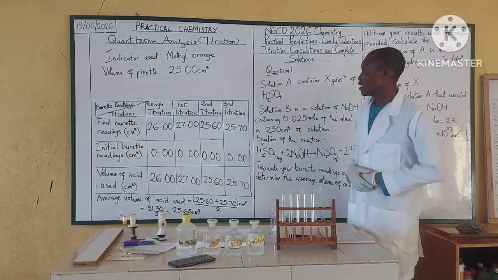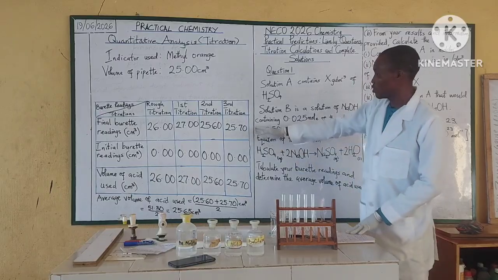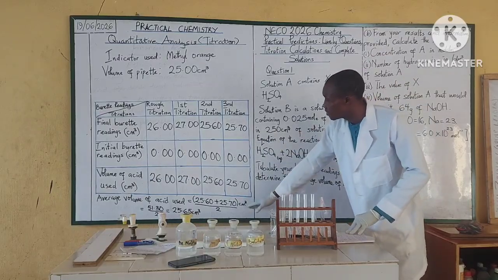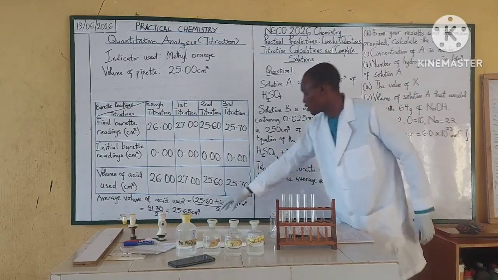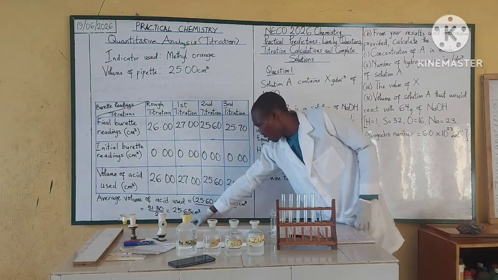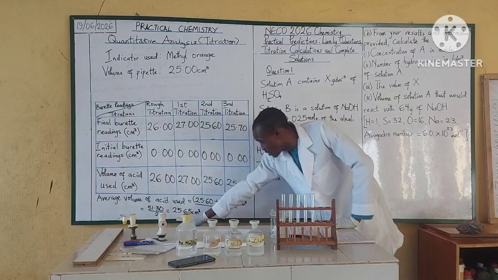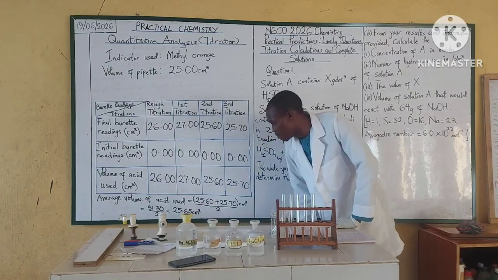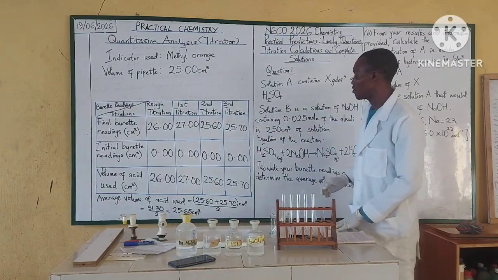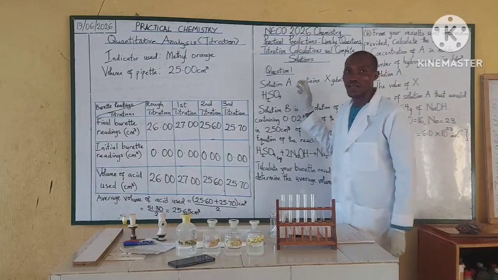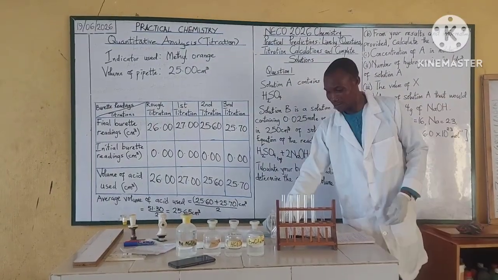Based on the last practical work that was carried out here, we were able to arrive at the average titer value, which is also known as the average volume of acid used, to be 25.65 cm3.